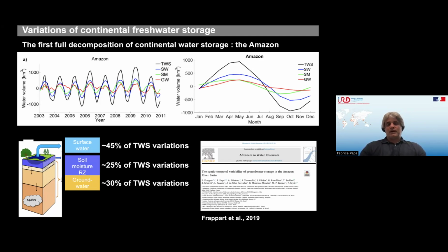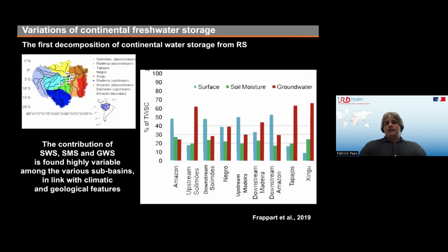And one of the key results, which is in agreement with what we found in previous studies, is that the surface water contribution to the total storage change from GRACE is about 45%. The soil moisture contributes 25%. And therefore, the groundwater is about 30% of this total water storage variation. And on the top right, this is the average variation over 1 year. So this is something that I talked about already.